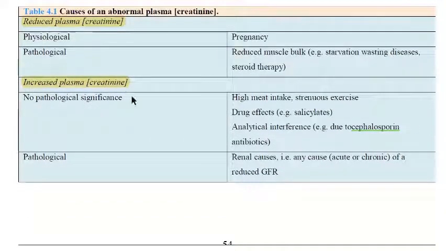وبالنسبة ل increased plasma creatinine concentration أكو no pathological significance، مثلا high meat intake، strenuous exercise يعني التمرين الشاق. Drugs effect مثلا salicylate. Analytical interference example due to cephalosporin antibiotics. أو قد يكون pathological مثلا renal causes i.e. any cause acute or chronic of reduced GFR.